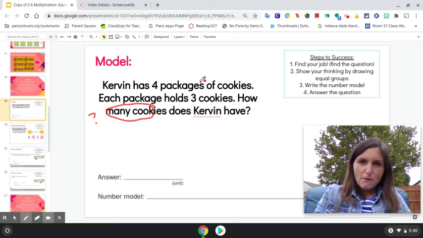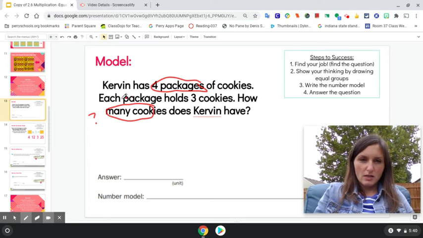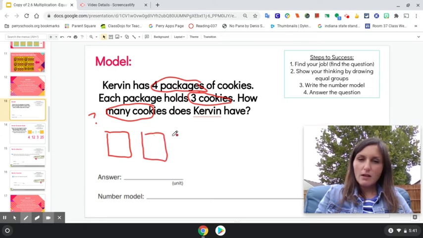Curvin has 4 packages of cookies, and each package holds 3 cookies. So each one has 3. So I'm going to draw that out. I'm going to draw 4 packages. 1, 2, 3, and 4.